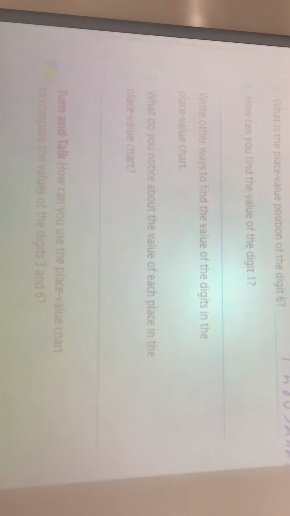Okay. How could you find the value of the 1? Who has some ideas? Okay, Kason, what do you got? It's 100,000. So how can you find out that it's 100,000? So what do you use? You use your place value chart.